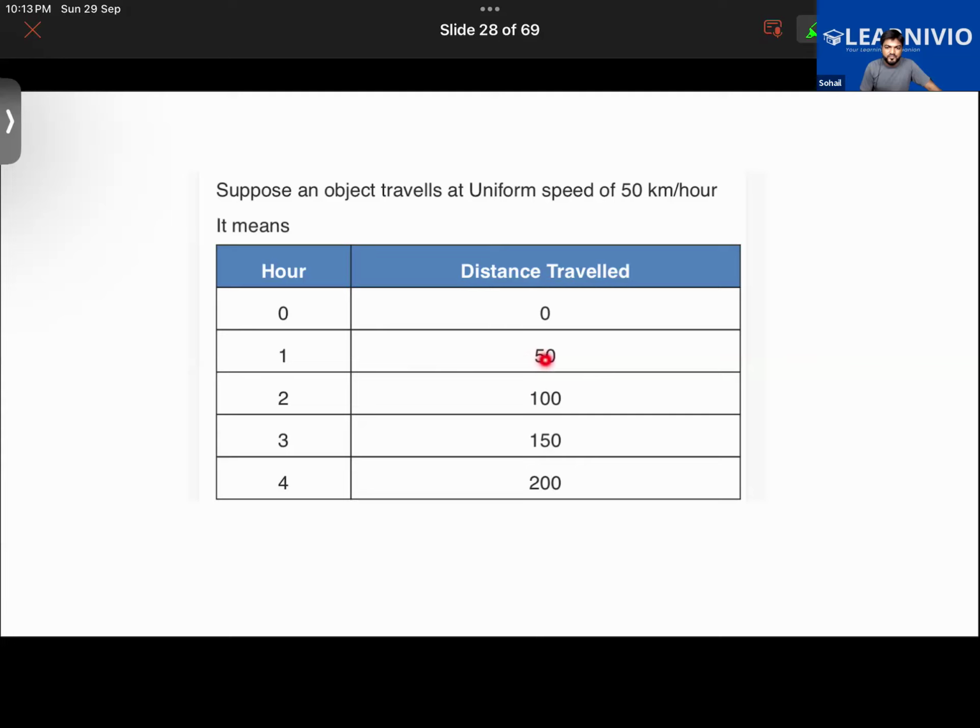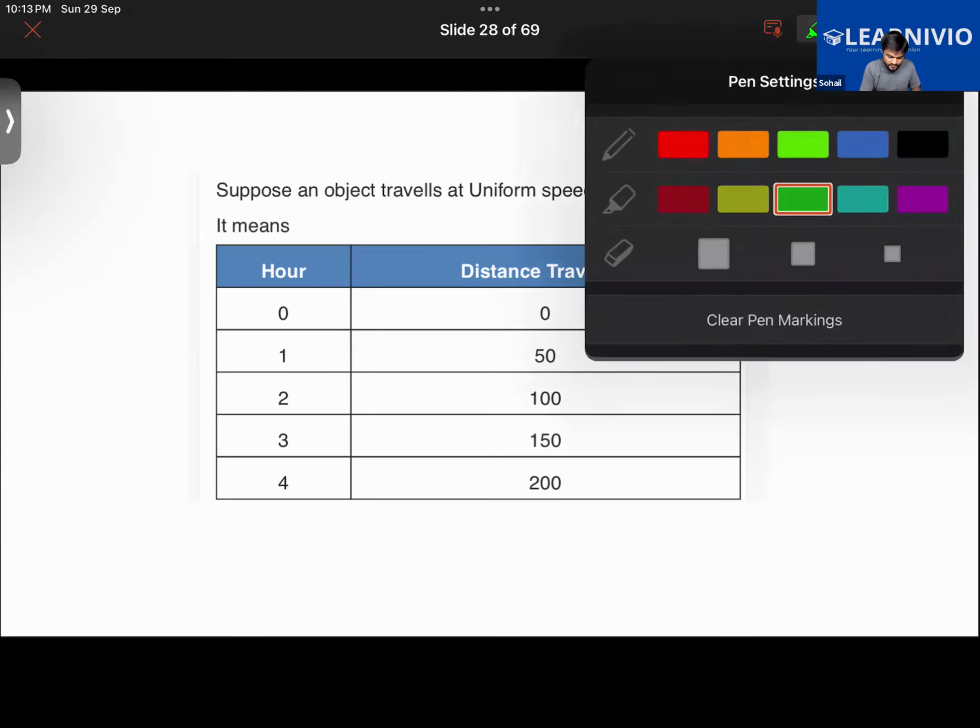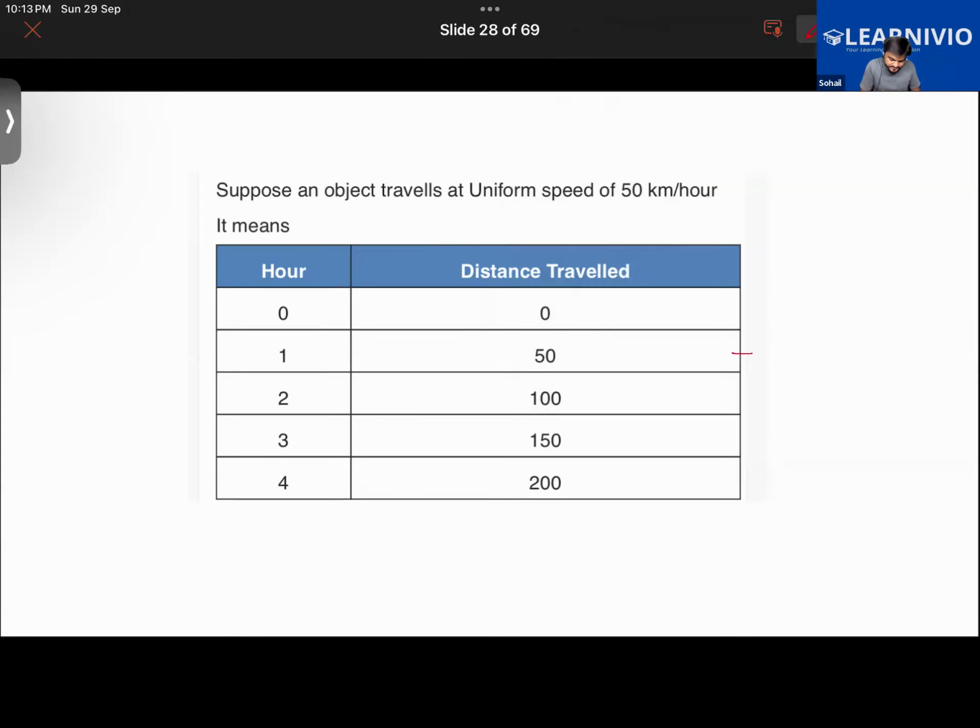So what we see when you look at the difference in the time and the difference in the distance traveled by the body. What is the difference here? You see? The difference is 50. 50 minus 0, that is 50 kilometer. Here again, it is 100 minus 50, that is again 50 kilometer. And here it's 150 minus 100. So we are getting 50 kilometer in each situation.